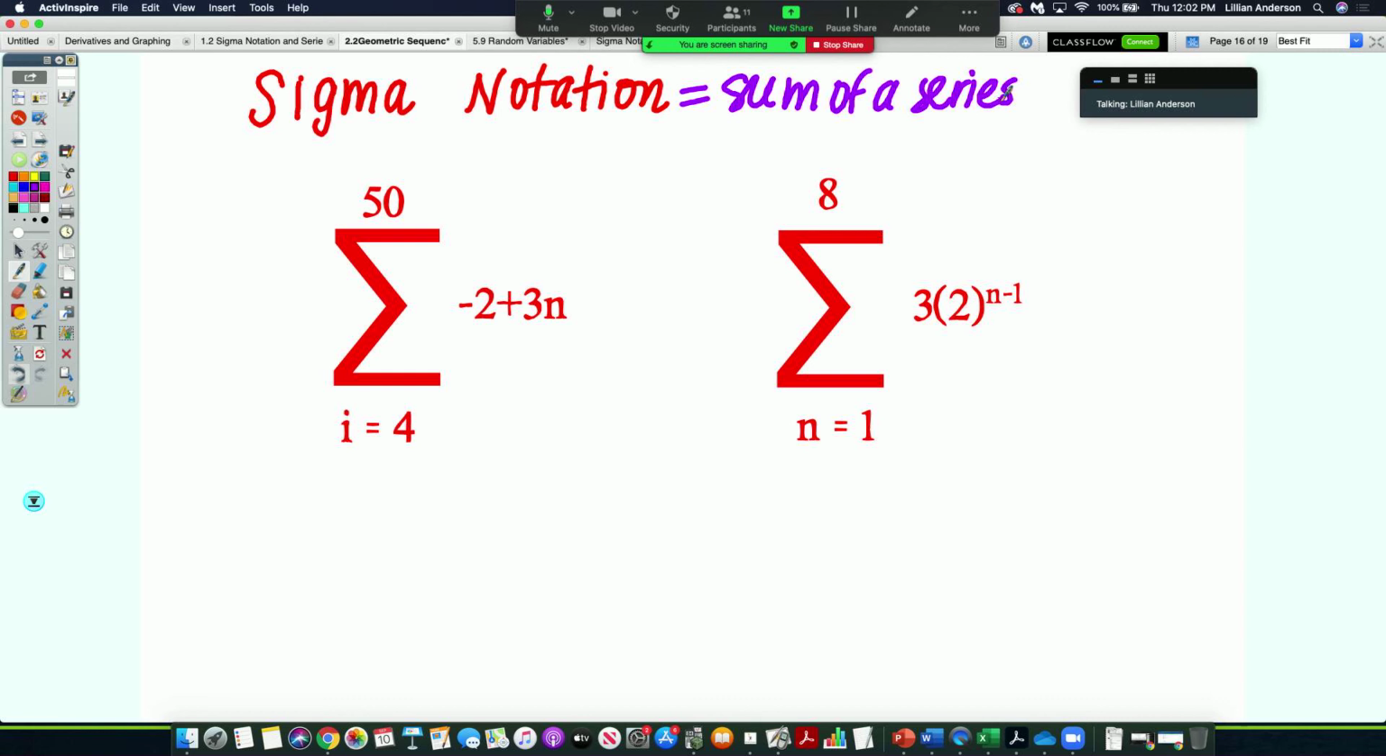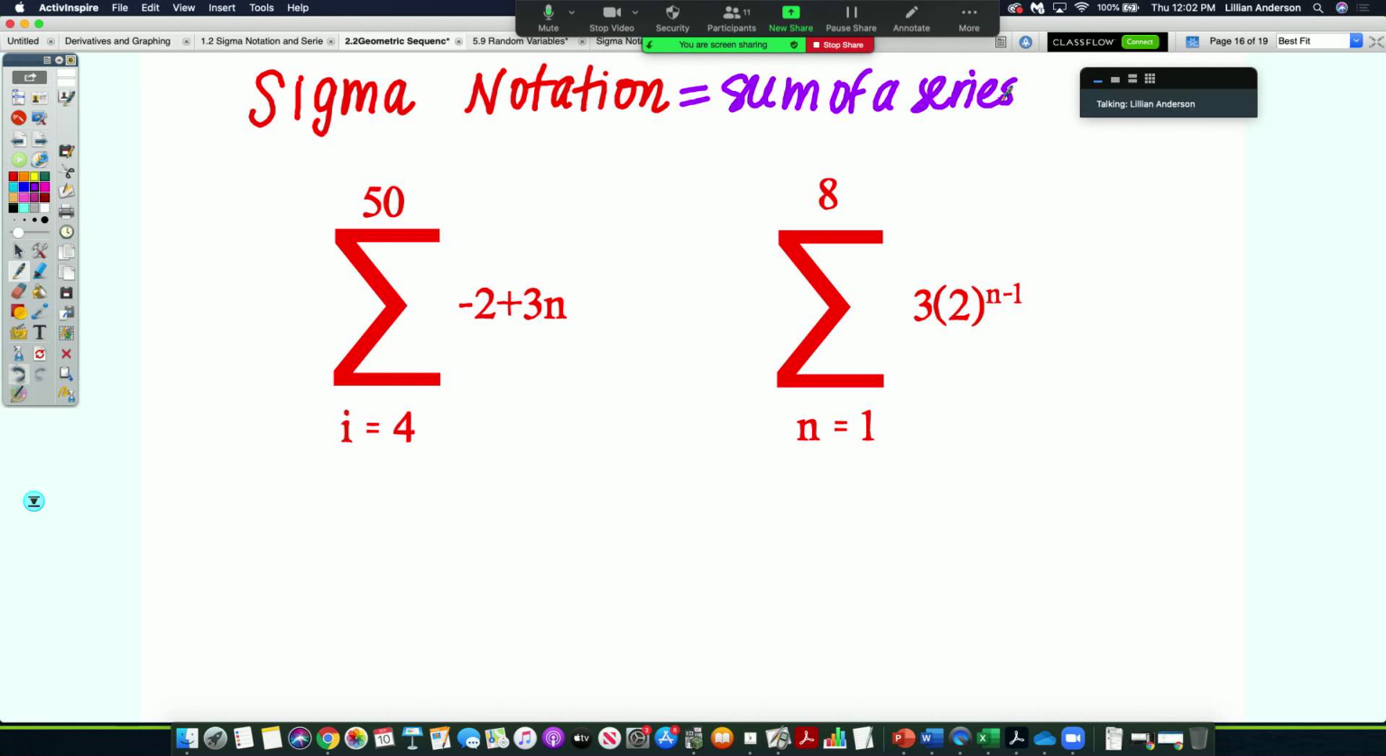This is another way to represent the sum of a series. So instead of actually having the terms of a sequence listed out with addition symbols in between them, this notation can be used to indicate that you're finding the sum of a certain number of terms for either an arithmetic, geometric, or just any sequence in general.